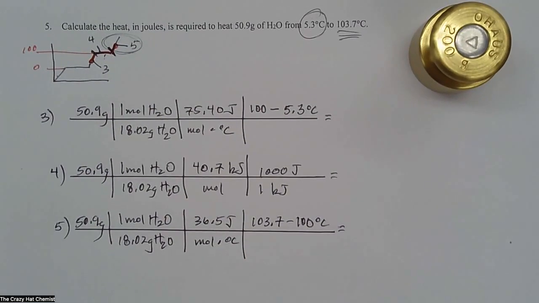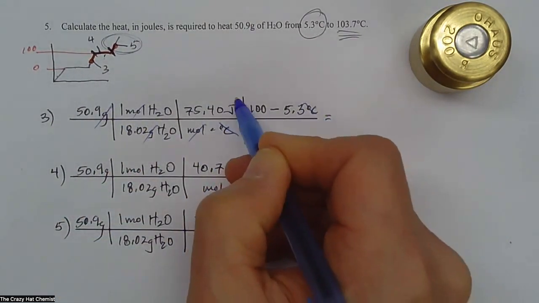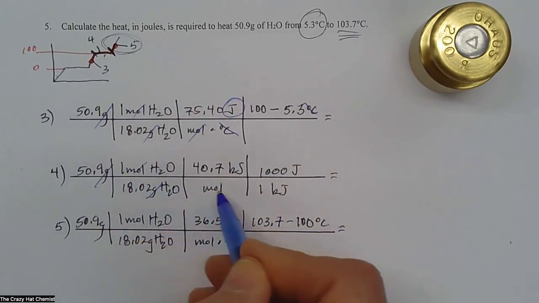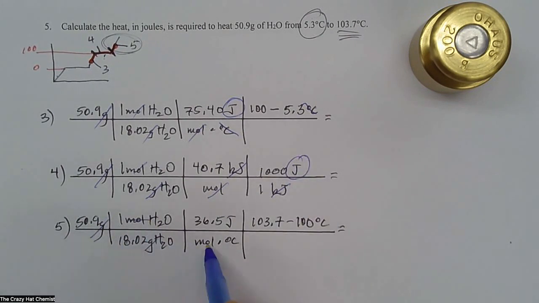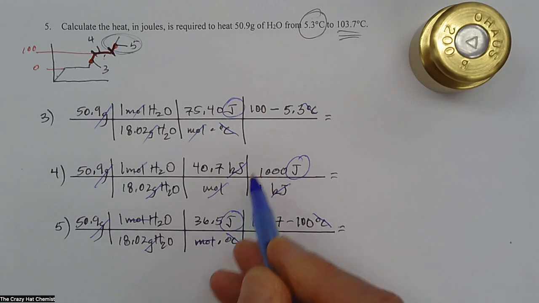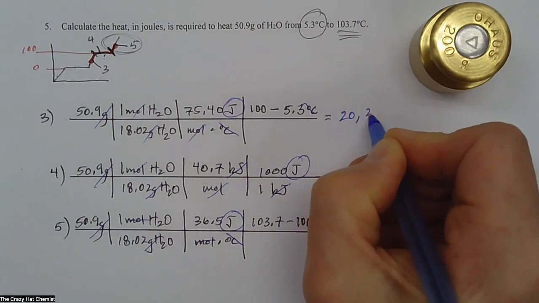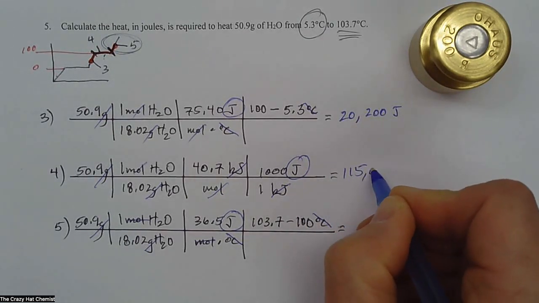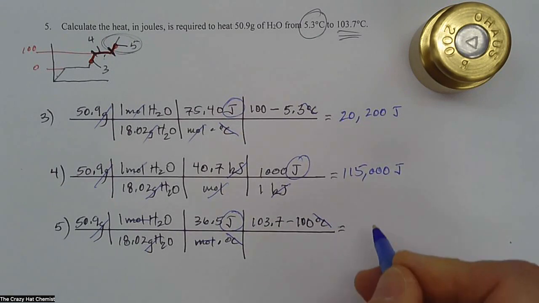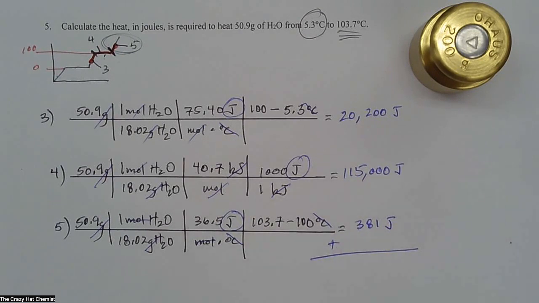Okay, perfect. Now what we're going to do is we're canceling out our units of grams, moles, degrees Celsius, and we're left with joules. So all of these will have joules. I'm going to have 3 significant figures for each one of these. So I'm going to have 20,200 joules and then 115,000 joules and 381 joules.